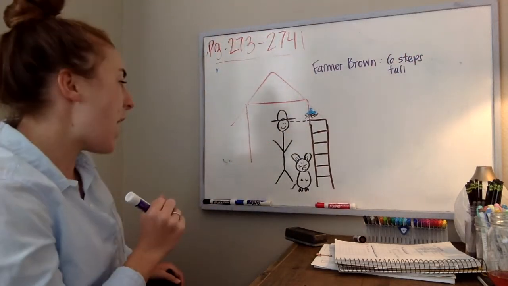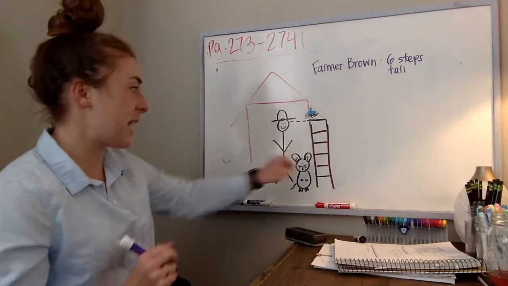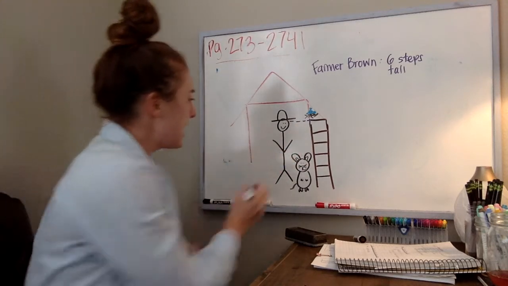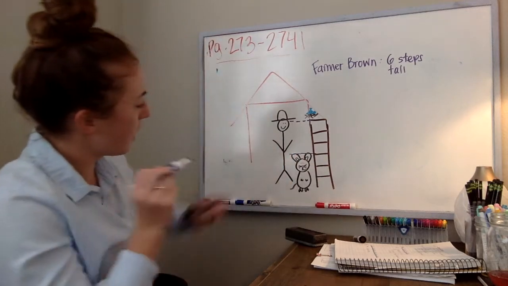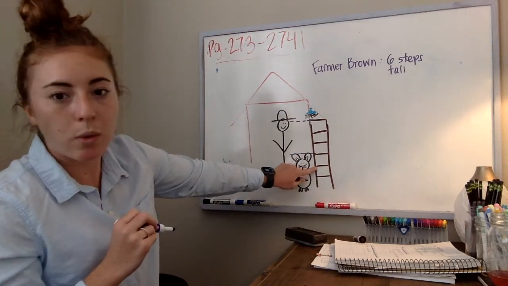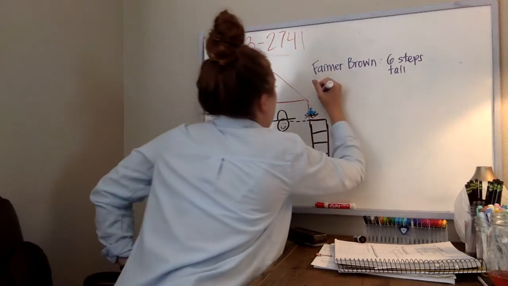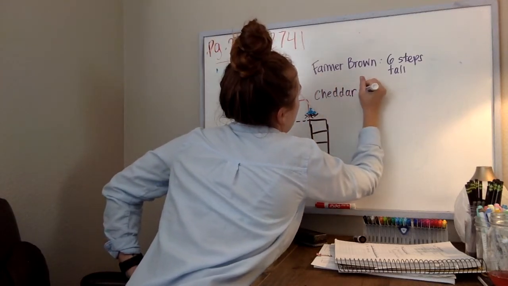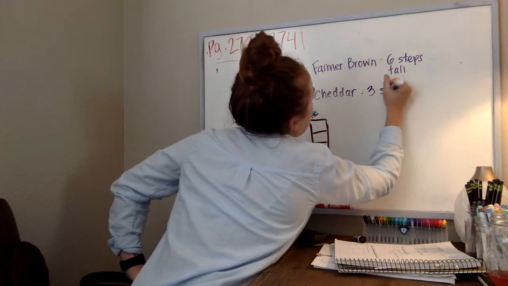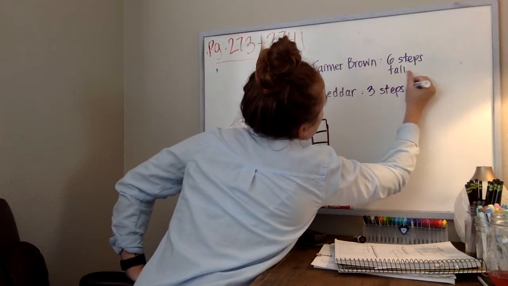Now let's measure how tall Cheddar is using the same measurement. He goes to about right here. Okay? 1, 2, 3. So Cheddar, he's about 3 steps tall.